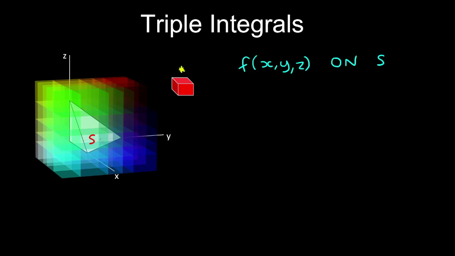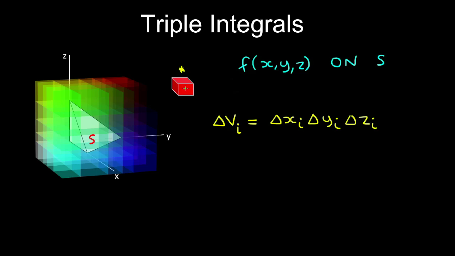And if we take the cells that are completely lying inside the region S and index them, then the volume of the rectangular box i is the dimension in the x direction, by the dimension in the y direction, by its dimension in the z direction.